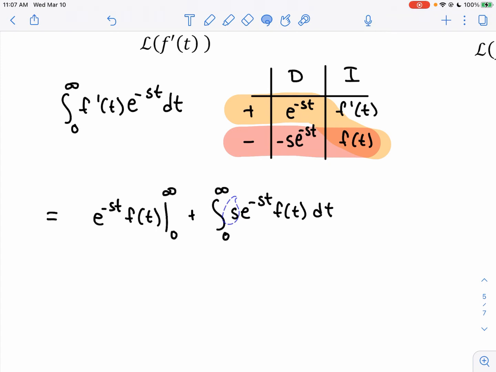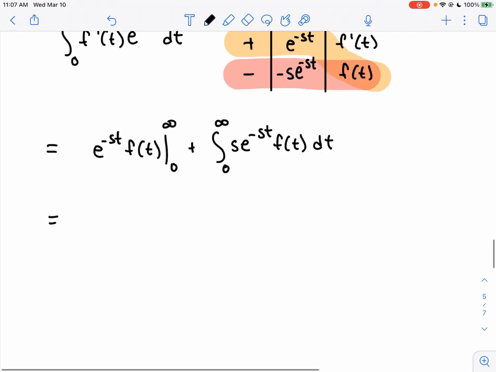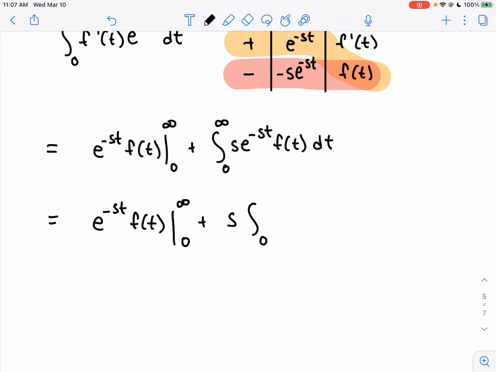Now notice that the s is a constant as far as dt is concerned, so this s here can be factored out. So we wind up getting, just factor that s out, and then an integral from 0 to infinity. And we put the f of t first, and then the e to the negative st next.